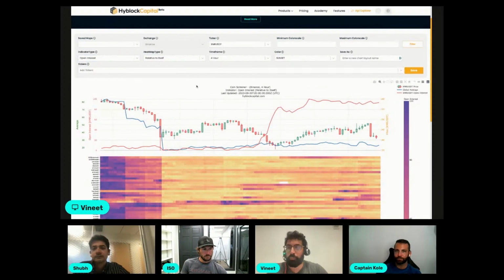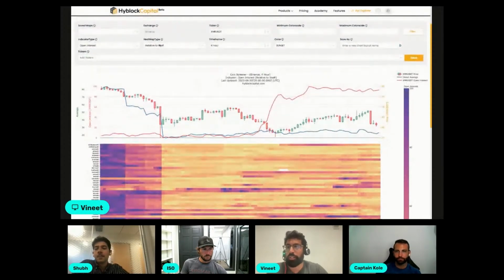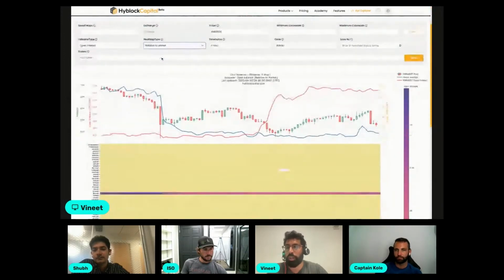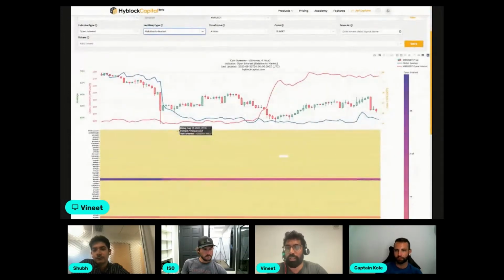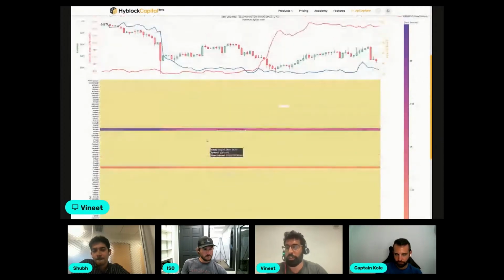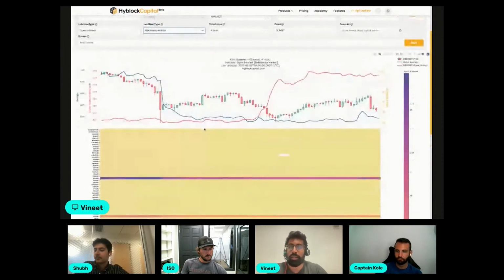Another point I wanted to bring up is the heat map type. You might have seen me clicking through before, but we have two settings: one is called relative to market and one is called relative to itself. Relative to market is when you take the value of the indicator for that coin and compare it across all the coins on the list, so the entire spectrum. Sometimes that doesn't necessarily make sense to do.